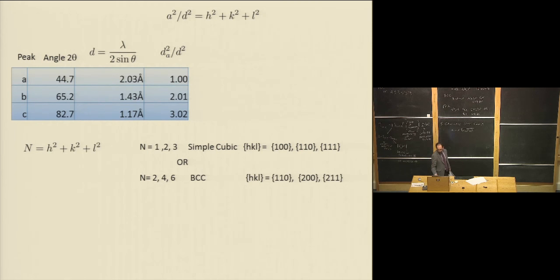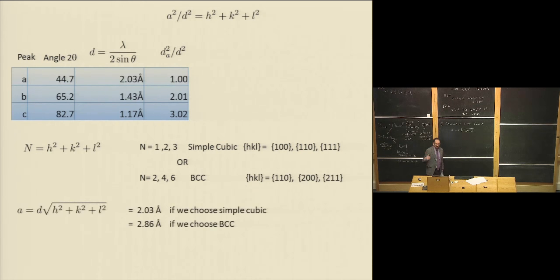lattice constant, a. So we could assume simple cubic and calculate the lattice constant, and we would get d times the square root of h squared plus k squared plus l squared, which gives us 2.03 angstroms. If we did the same thing for BCC, we would get something that's square root of 2 bigger because we're multiplying all the n's by 2. So this thing inside the square root is multiplied by 2 overall. So instead of getting 2.03, we get 2.86. Okay? So we have a different size of the unit cell, the conventional unit cell for a BCC case. Now, why does that help us?